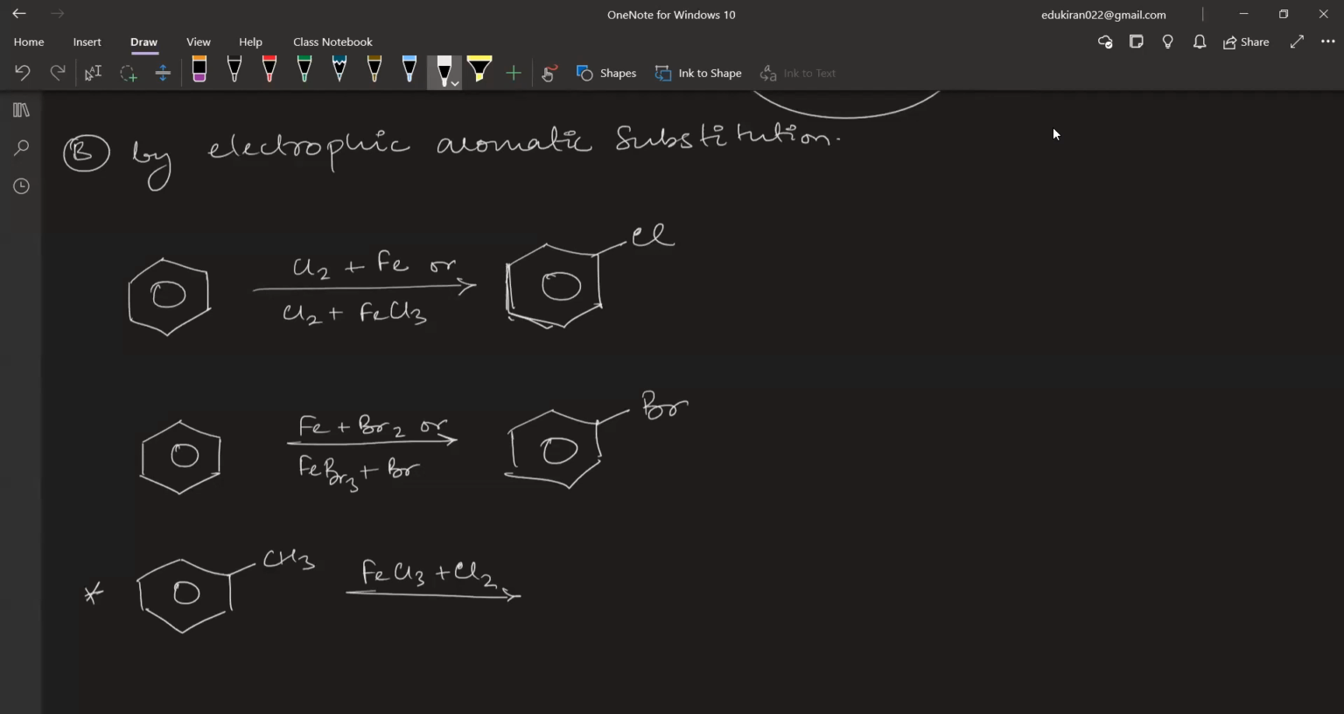You will get 2 products. Now this CH3 is an electron donating group. That is why you will be getting CH3 and there will be Cl here, ortho product plus para product. Is it clear? Yes or no? Please tell me. Yes.